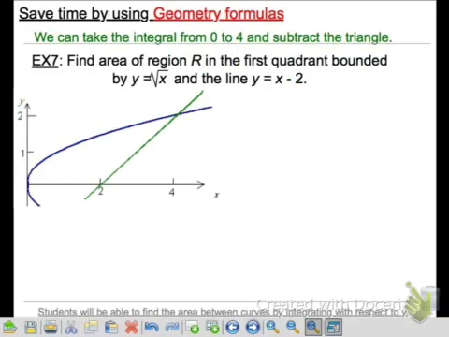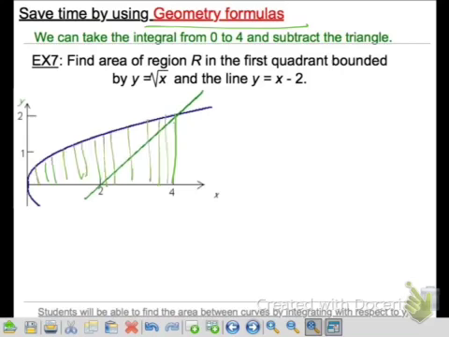Now this isn't the only way to do it. Another way to do it is to consider geometry formulas. What this means is, as I look at this shape here, I notice that if I just took the integral going from 0 to 4, again, now this is doing it with respect to x because I'm going from top to bottom again.